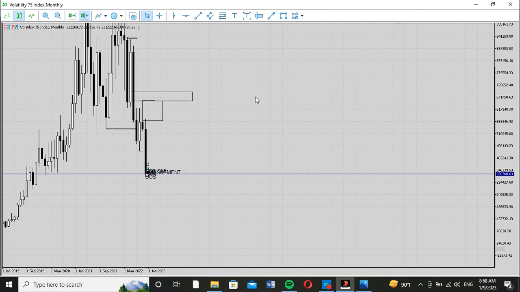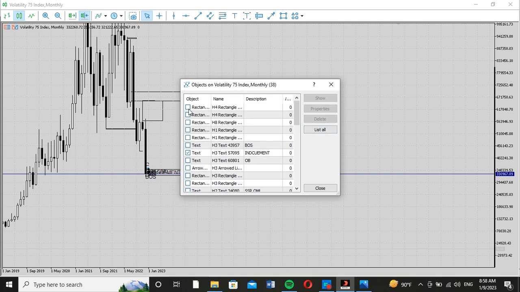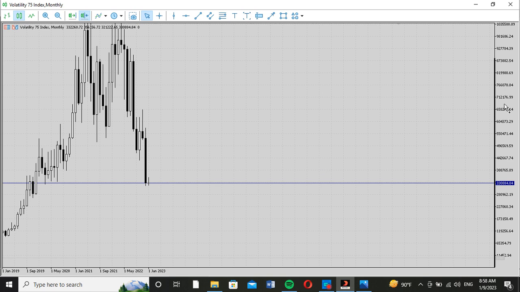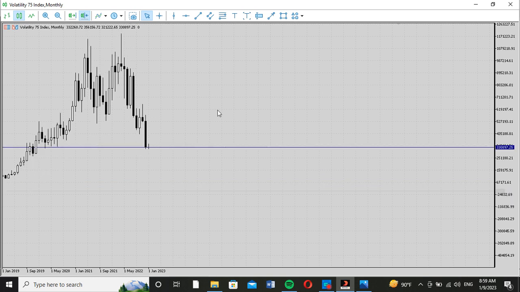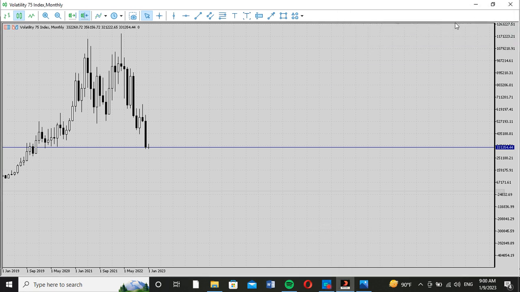I will take out every analysis I did before. So click on F8. No, I click on this, then object list, this all, then I delete all of them, so we could actually see every analysis that I did. Starting from the weekly time frame, excuse me. First of all, start your analysis from your higher time frame.